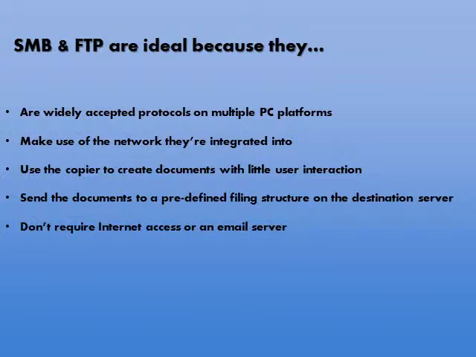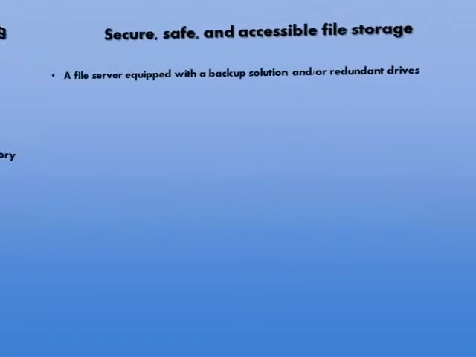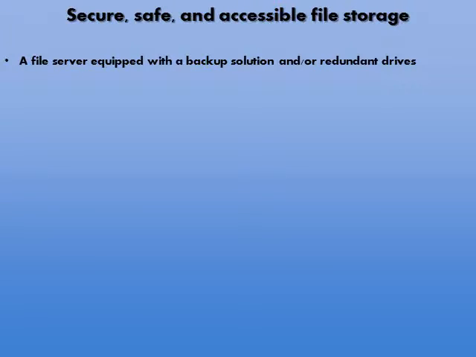SMB and FTP are ideal because they're widely accepted protocols on multiple PC platforms. They make use of the network that they're integrated into. They use the copier to create documents with little user interaction. Files are sent to a predefined filing structure on the destination server, and they don't require internet access or an email server.